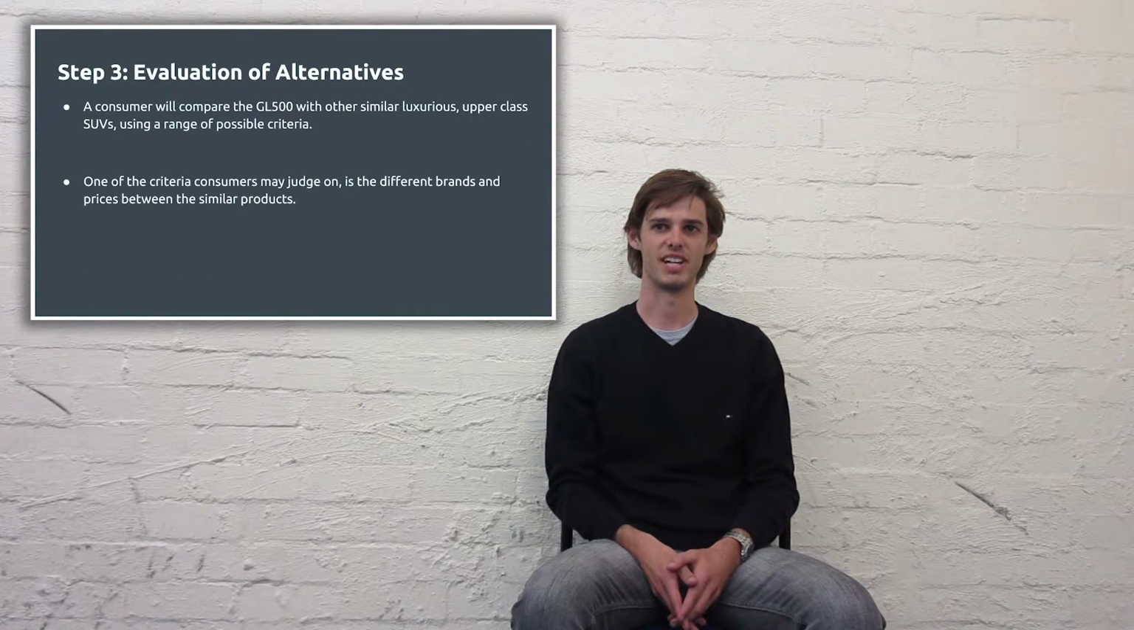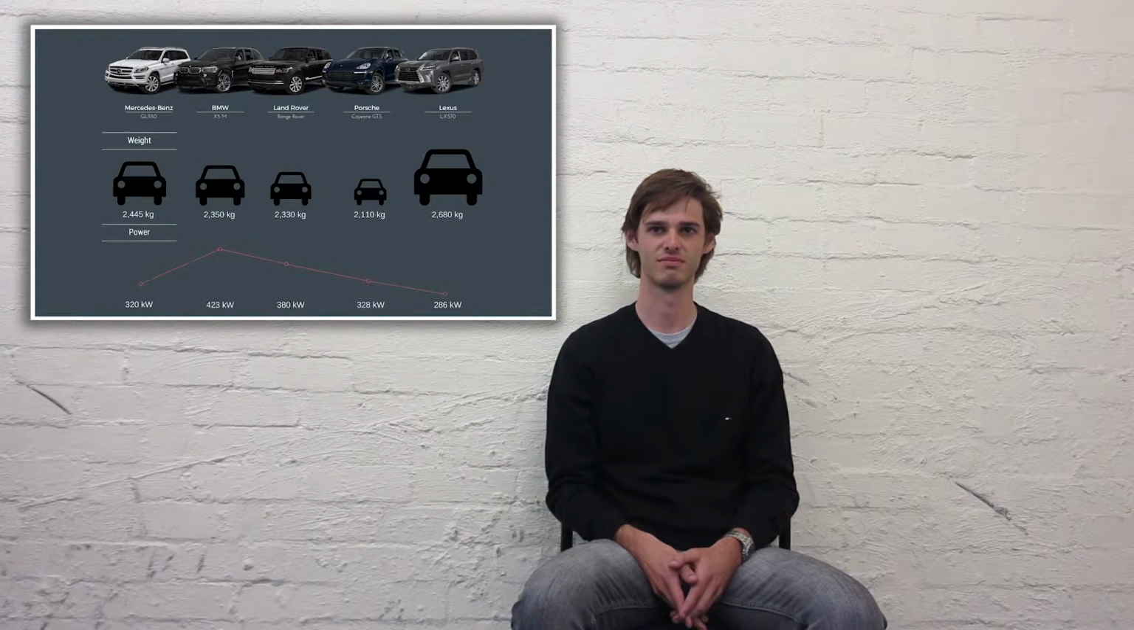A consumer will compare the GL500 with other similar luxurious upper-class SUVs using a range of possible criteria. One of the criteria consumers may judge on is the different brands and prices between the similar products. They may also judge the different performance specifications between the cars and will prioritise and decide what will suit their needs best. For example, a consumer may be primarily focused on performance specifications such as top speed, acceleration and fuel economy. Whereas a consumer that will be required to tow a heavy load behind the SUV, specifications such as weight and power will be of high importance.